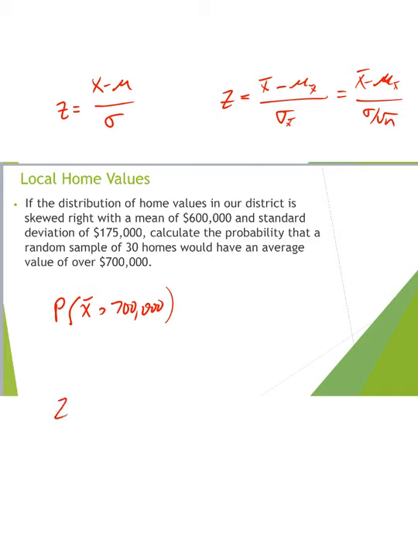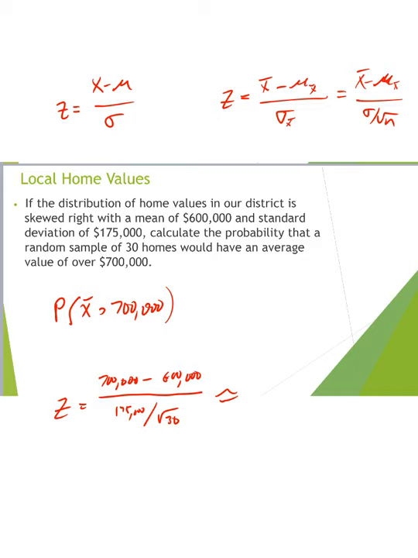So we run the calculation. Z equals 700,000 minus the mu of the x bars, which is the same as mu of 600,000, divided by the sigma, which is 175,000 over root n. Okay, so that's statistic minus parameter of the mean divided by the standard deviation. So we get that z-score.